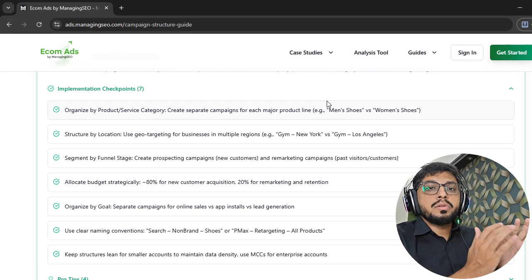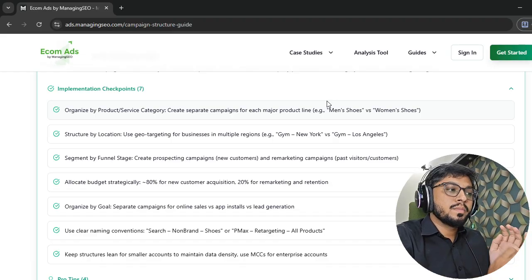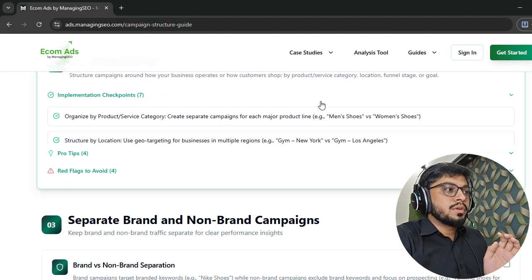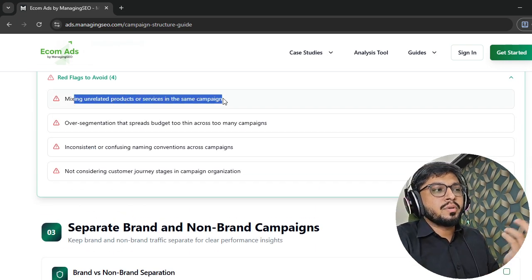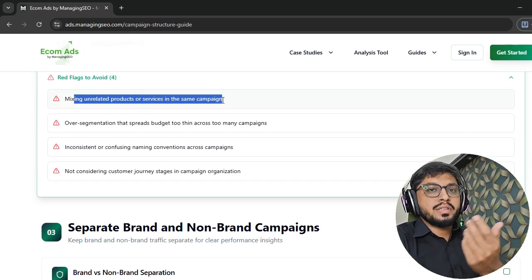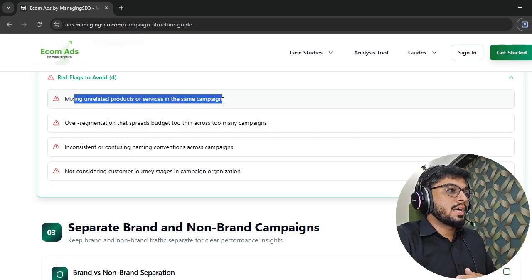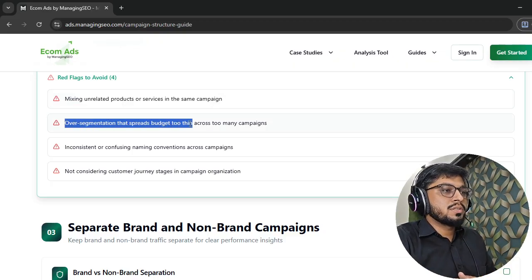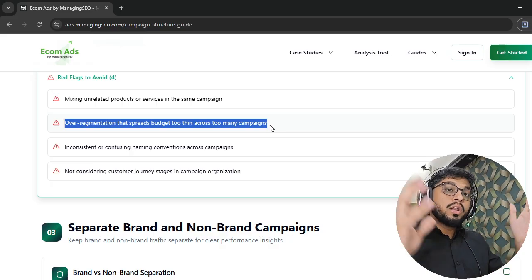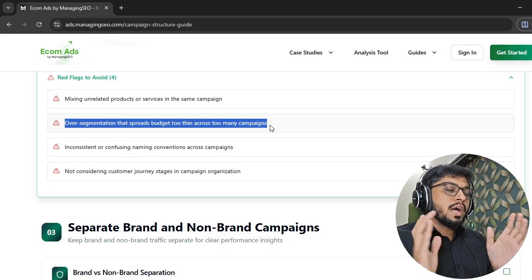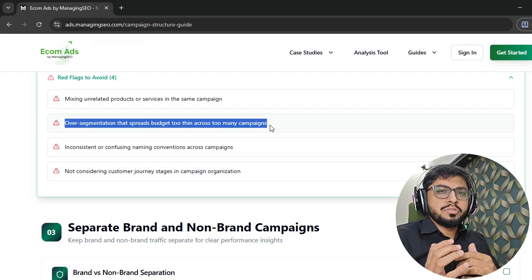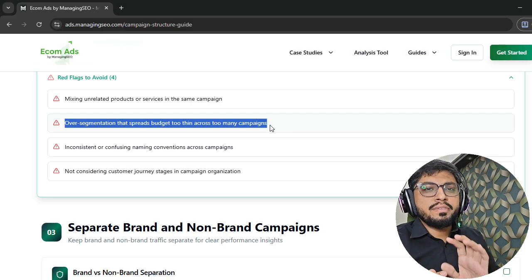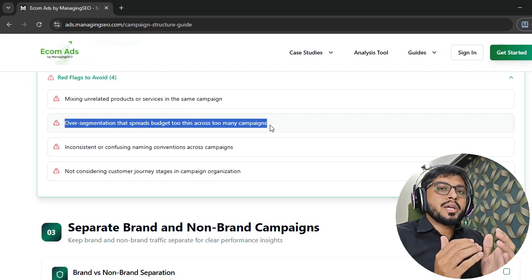It should not be including any women's shoes at all. So anyways, if we go down here, we'll have some red flags like mixing unrelated products or services, just like what I just mentioned in the previous line. And then over segmentation, like do not create a lot of campaigns. We have to use the ad groups or asset groups wisely. We can have like 4 to 5 asset groups, and then do some categorization in asset groups.